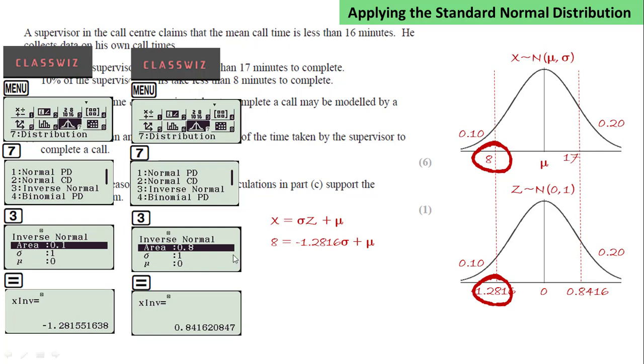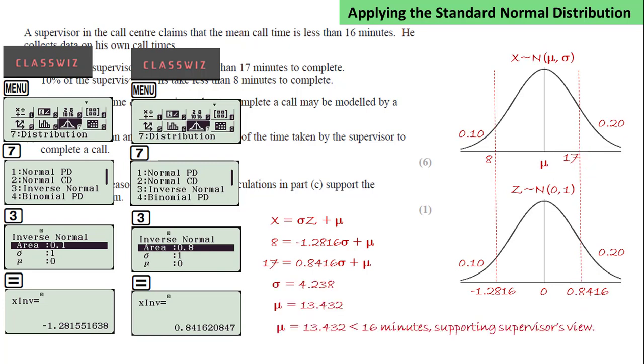So we can get one equation. The X value 17 corresponds to the Z value 0.8416. So we get another equation. We solve them simultaneously. We get sigma equals 4.238, mu equals 13.432. So in this instance, the mu is supporting the supervisor's view that the mean is less than 16 minutes.